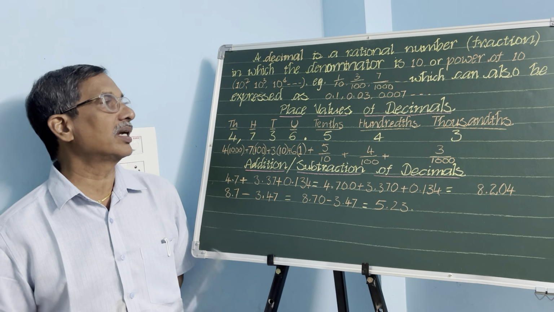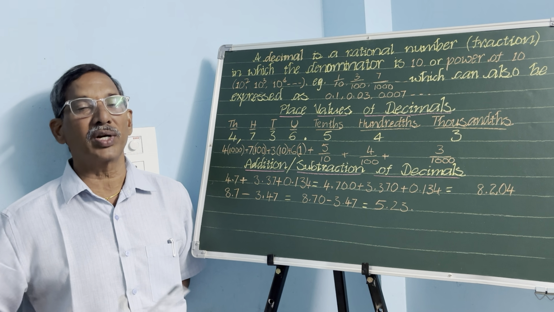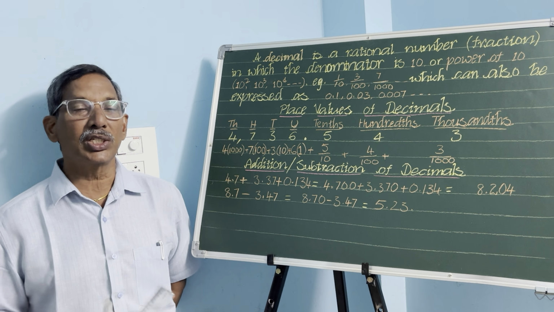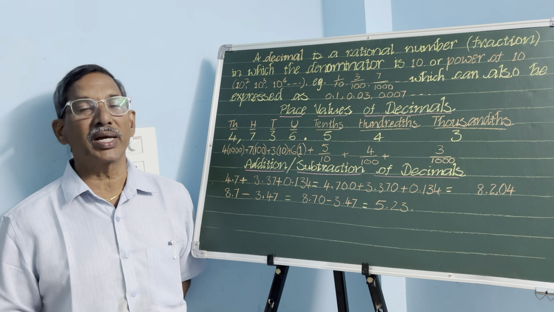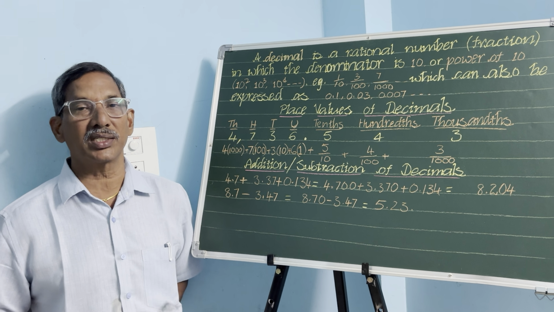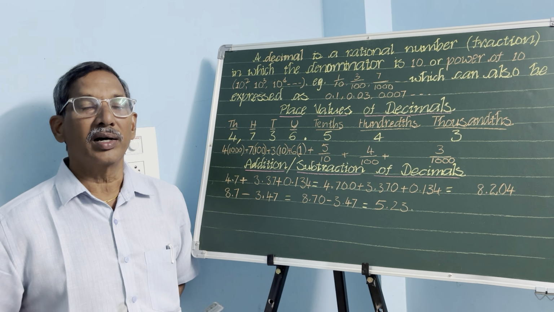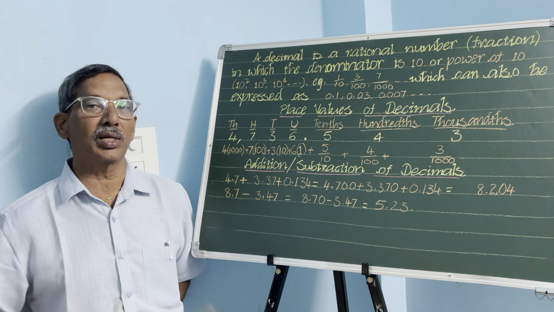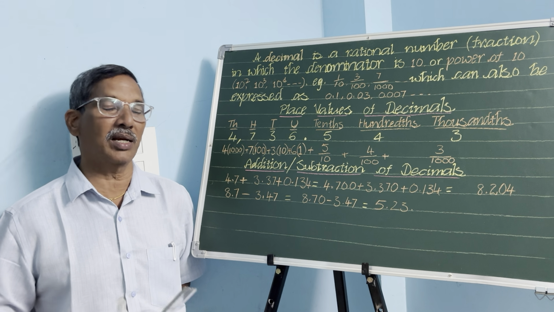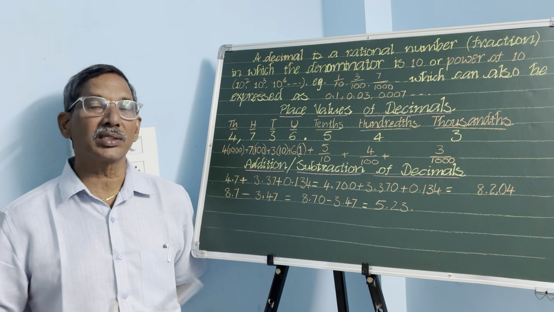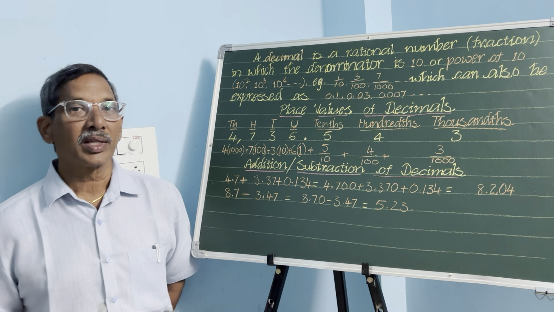A decimal number is a rational number. We know what rational numbers are. 1, 2, 3, 4, etc. are called natural numbers. 0, 1, 2, 3, 4, etc. are called whole numbers. -3, -2, -1, 0, 1, 2, 3, etc. are called integers, integral numbers. And in addition to natural numbers, whole numbers, and integers, the fractional numbers are included in rational numbers. Rational numbers include all natural numbers, whole numbers, integral numbers, as well as fractional numbers.